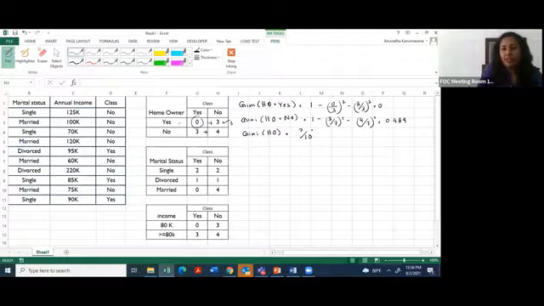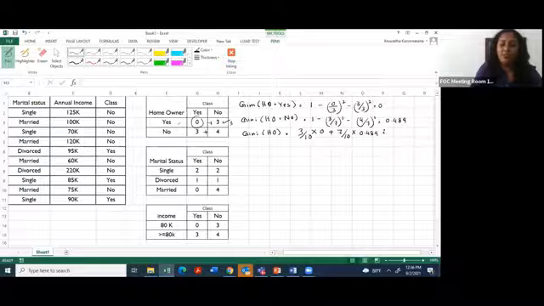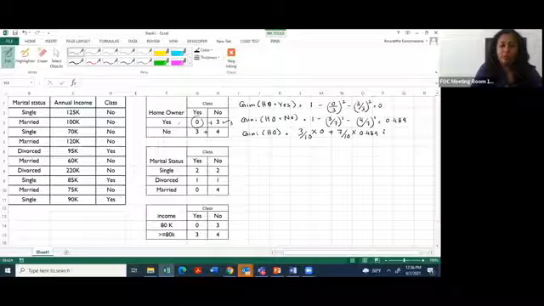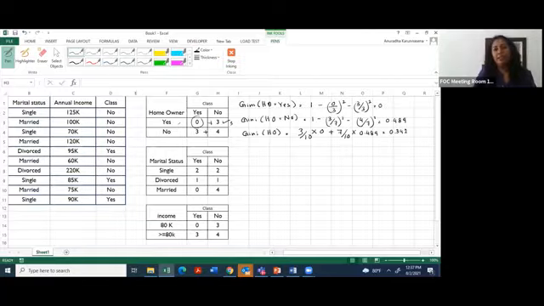3 out of 10 should be multiplied by 0. 7 divided by 10 multiplied by 0.489. Is that clear how you get it? So what's the answer? 0.489 times 7 divided by 10. What do you get? You get 0.342. Is it clear how the computation is done?